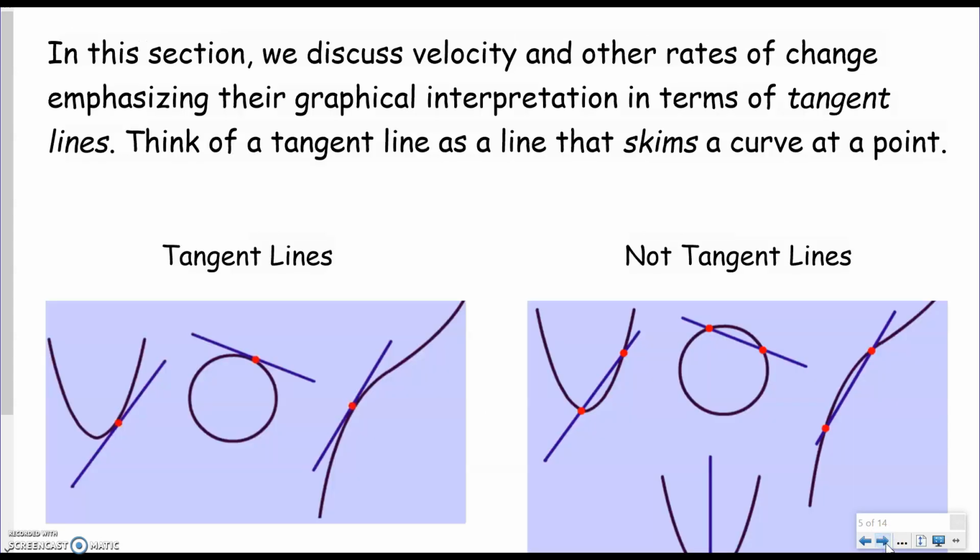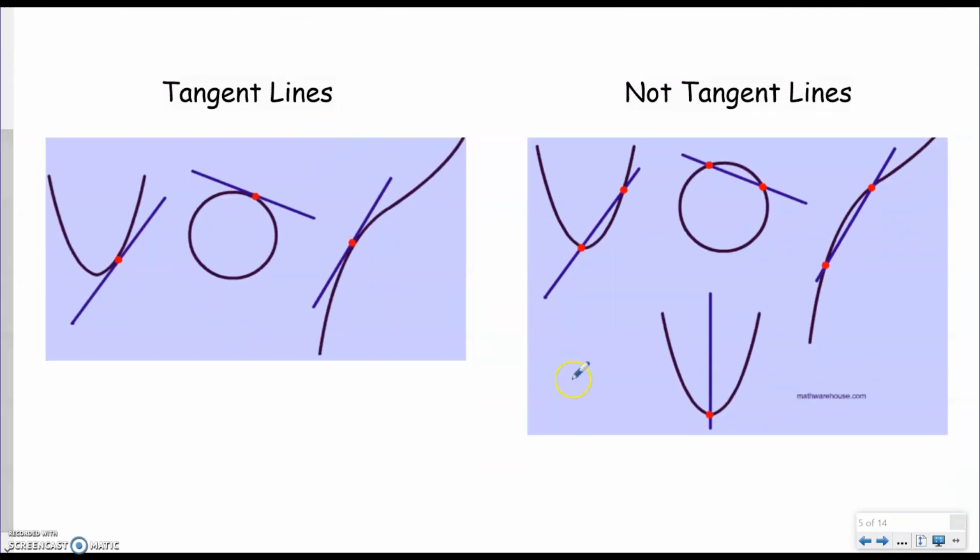So in this section, we're going to look at velocity and other rates of change, looking at their graphical interpretation in terms of tangent lines. And there's some examples here of tangent lines and non-tangent lines. You probably haven't talked much about tangent lines since geometry. Remember, tangent lines touch the edge of a circle in geometry, or a curve in algebra, at one point. The ones shown here that are not tangent lines, the top three, are actually secant lines. They touch at 2 points. The bottom one is neither.